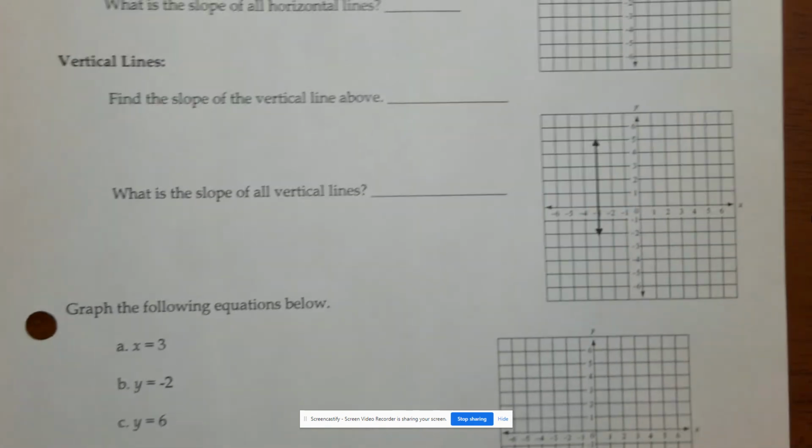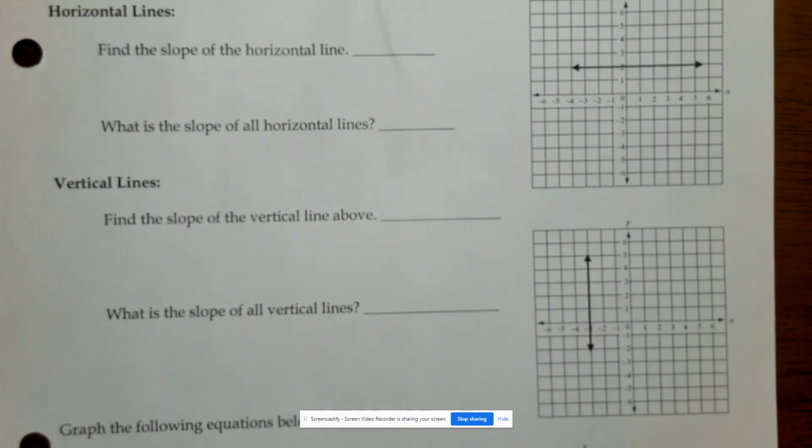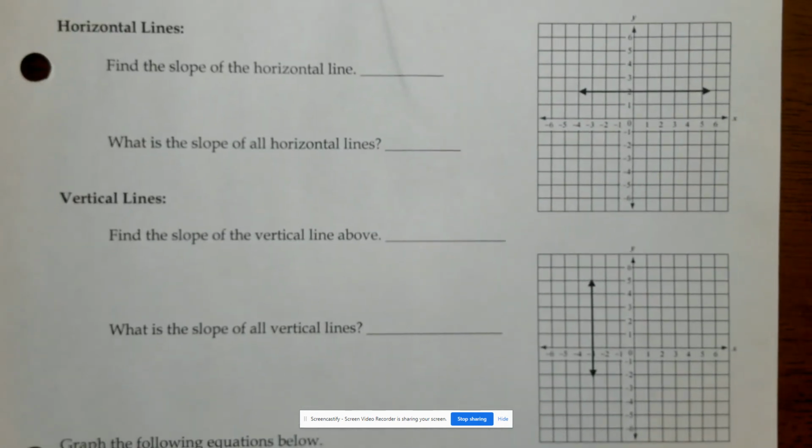1/2. Now we've got horizontal lines and vertical lines, and that was the other thing that it said at the very beginning. So what is the slope of a horizontal line versus a vertical line?